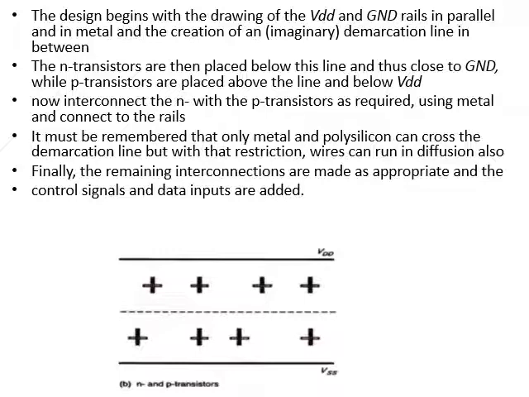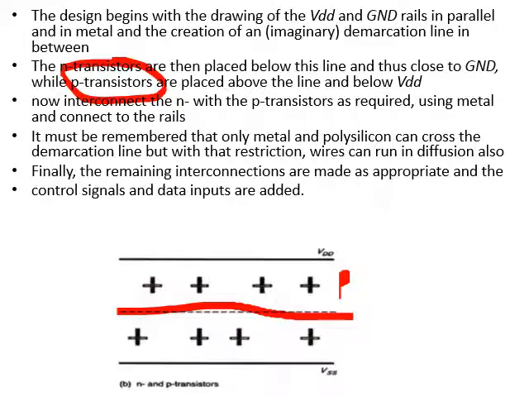So the next is, after drawing the VDD and ground, we will place the transistors, P transistors and N transistors between the VDD and ground, and we will take care that above the demarcation line we have P type transistors, and below the demarcation line we have N type transistors. Then as per the design we just interconnect them to form the actual circuit.